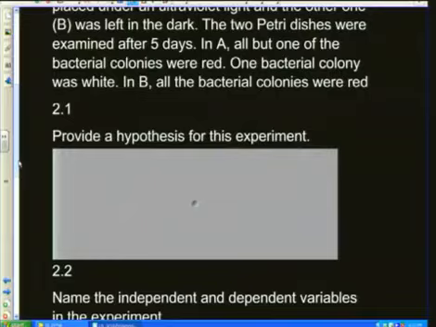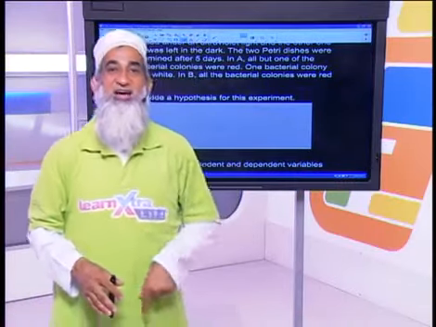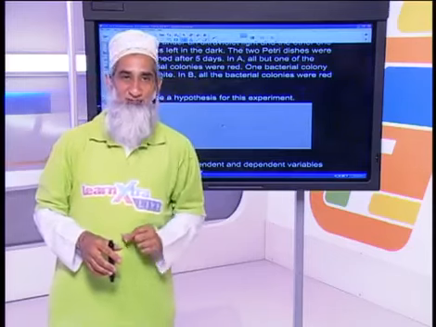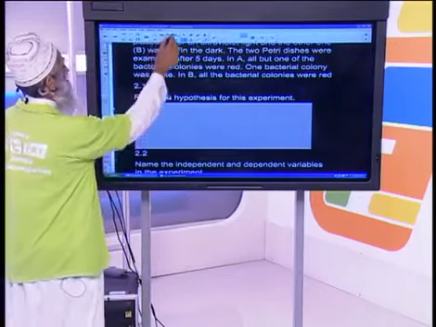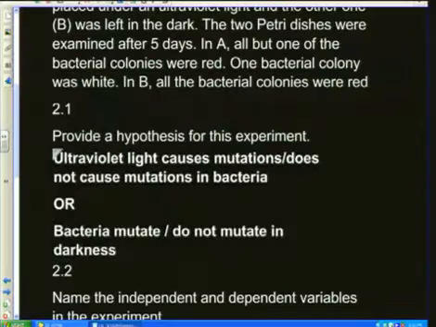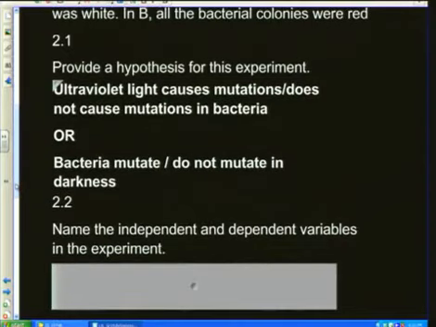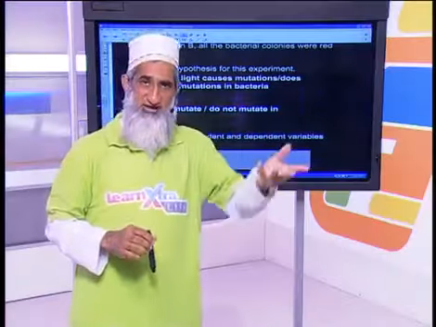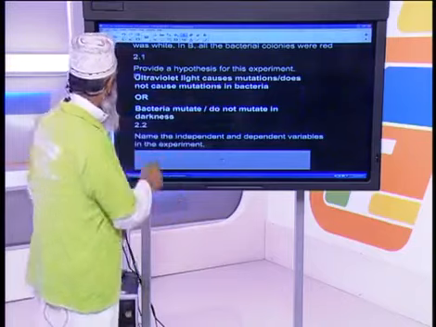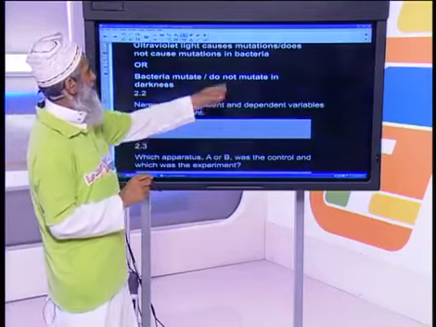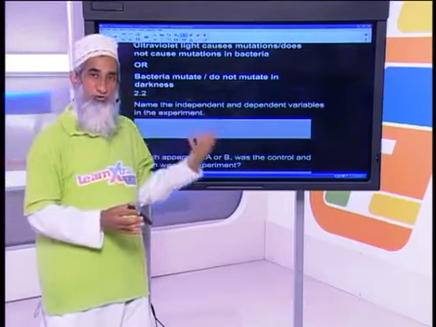Now remember, although bacteria is not part of the syllabus in this particular section, knowing how to make a hypothesis is. And once you learn the skill of a hypothesis, you'll be able to do that. So provide a hypothesis for this experiment. And that would be, number 1, either ultraviolet light causes mutation or does not cause mutations in bacteria. You don't write both, obviously, in your answer. You're going to write one, because this is a hypothesis. You could have hypothesized that it does, or that it does not. You'll have one of those two. Or you could say that bacteria mutate or do not mutate in darkness, because of the variables that were there.